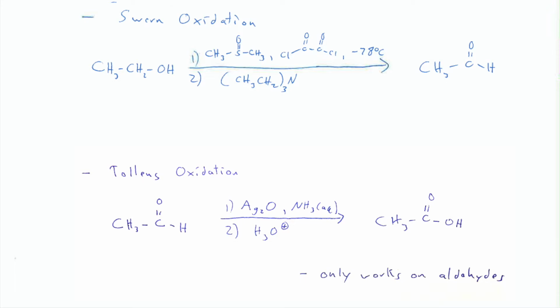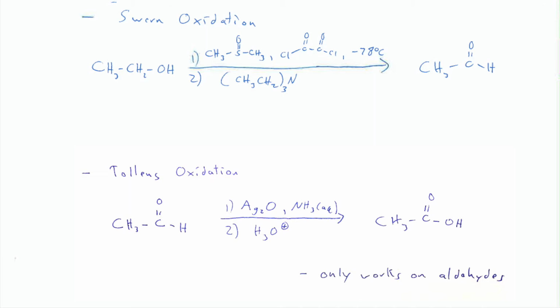The Tollens oxidation, I've got a couple of little stories to talk about with that. The Tollens oxidation used to be an actual qualitative test for aldehydes. Back in the day, before we had modern spectroscopy like NMR and IR, structures were determined largely chemically by wet chemistry. And the Tollens oxidation was a way of confirming or denying that you had an aldehyde.